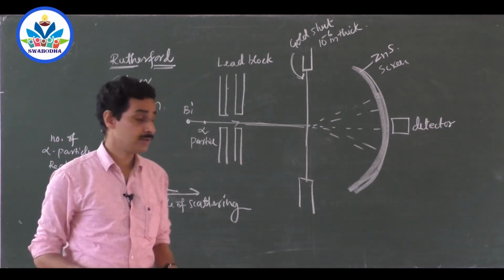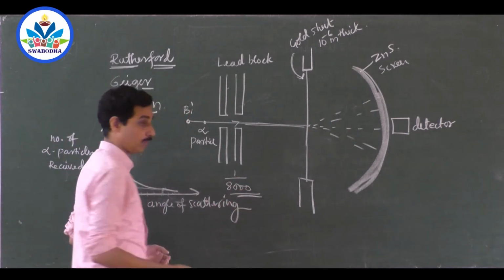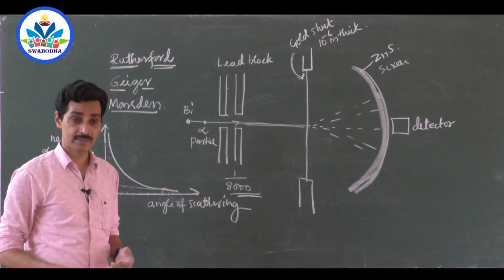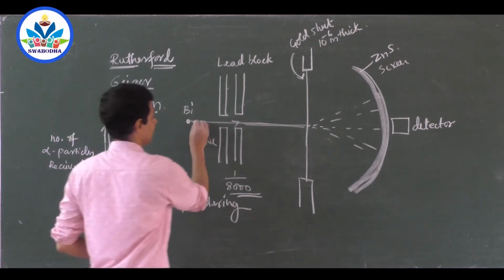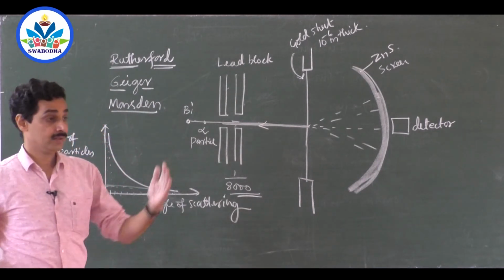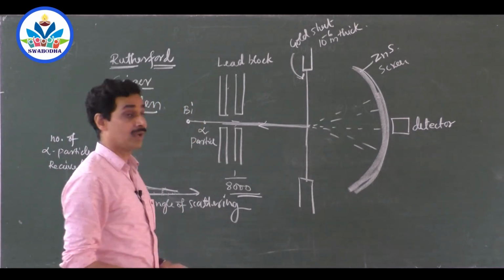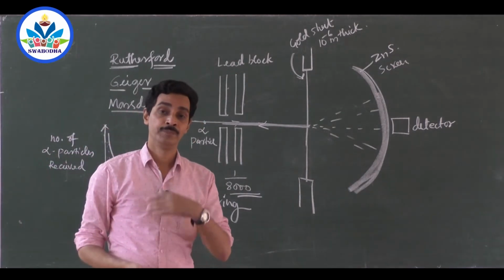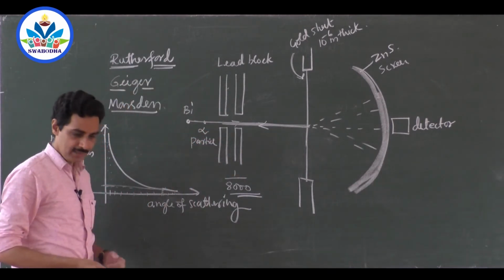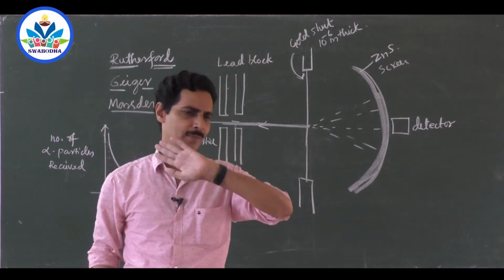And it is found that about 1 in 8,000 alpha particles, that means if you take 8,000 alpha particles, only one was found to return back like this, scattered at a very large angle, 180 degrees. That alpha particle going like this and coming back like this. 1 in 8,000 alpha particles were scattered at how much angle? 180 degrees. Very few. So from this, Rutherford was able to conclude that Thomson's model is completely wrong.